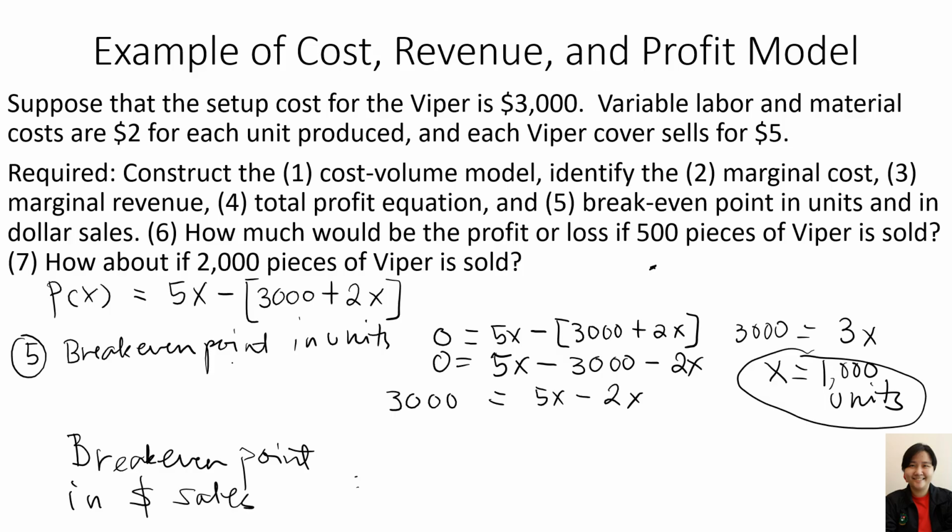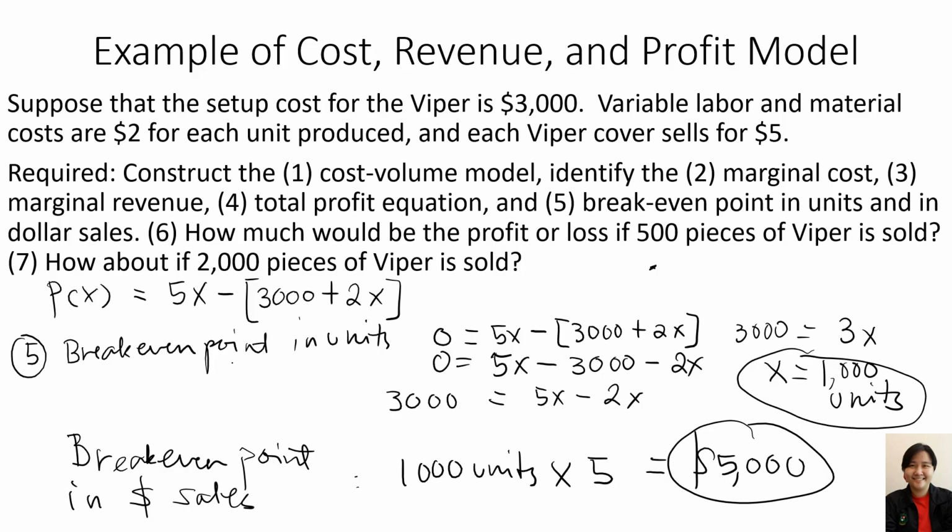So all we have to do is multiply the break-even point in units, which is 1,000 units, by 5, which is the selling price per Viper cover. So that would be 1,000 units times 5. Break-even point in dollar sales would be 5,000.